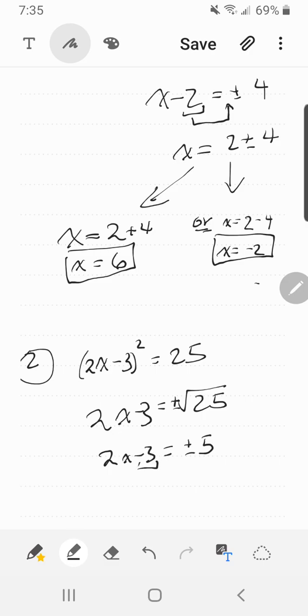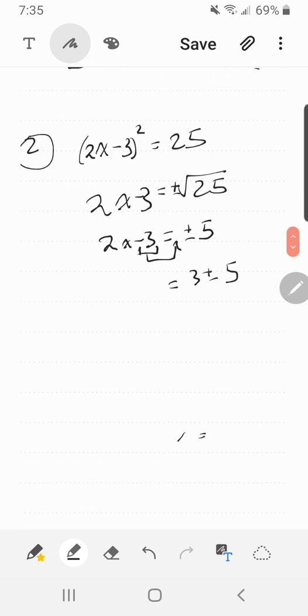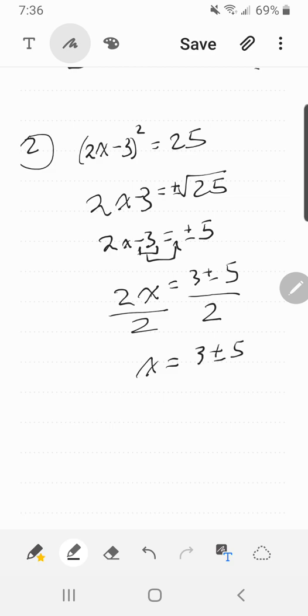So now this ends up being plus or minus 5, and we're left with 2x minus 3. So now we're going to take the minus 3 and we're going to move it over to this side here. So now we end up with 3 plus or minus 5. We're left with 2x is equal to 3 plus or minus 5. Now, in order to get rid of this 2x, I divide both sides by whatever number is sitting in front of the x value. So we end up with x is equal to 3 plus or minus 5 over 2.